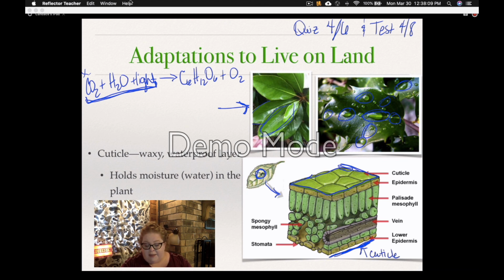Now, that means that the leaf can't absorb water. Okay, the absorption comes from the roots.